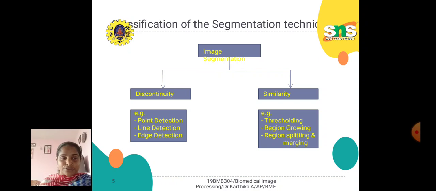See here the classification of segmentation techniques. Image segmentation has two classifications, discontinuity and similarity. Based on discontinuity, we have point detection, line detection, and edge detection. Based on similarity, we have thresholding, region growing, region splitting, and merging.